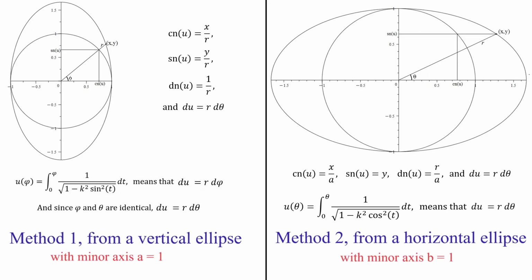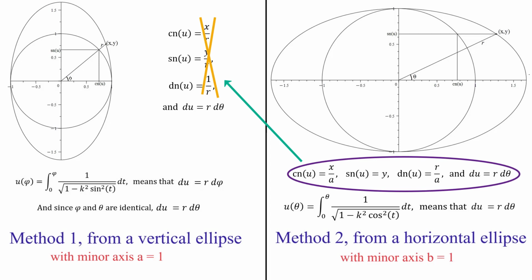So what I first want to also do is look at what happens if I were to interchange the ideas of getting to the unit circle from the two methods. So for example, from the horizontal ellipse, if the minor axis is 1, for convenience I'm looking at that case, cn u is x divided by the major axis, sn u is then just y, dn u is r divided by the major axis, and then du is r d theta.